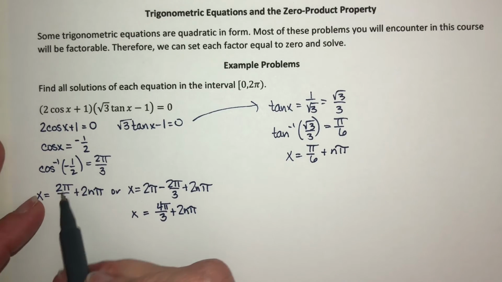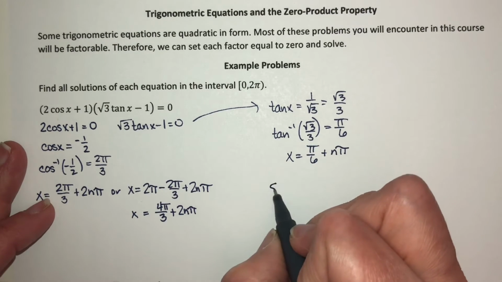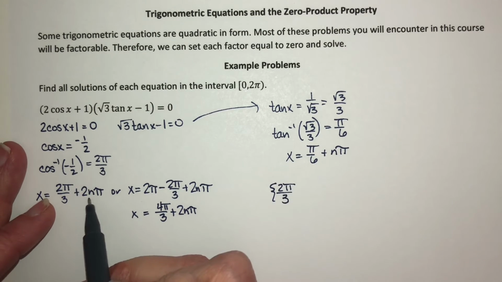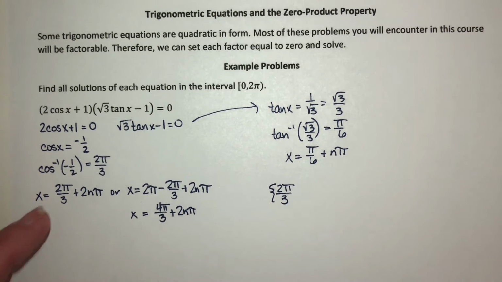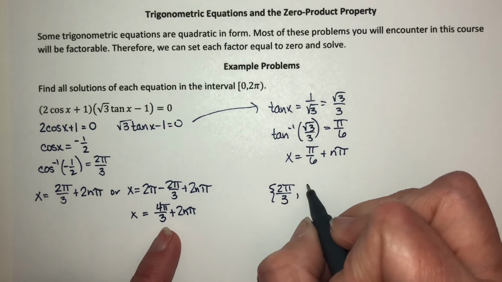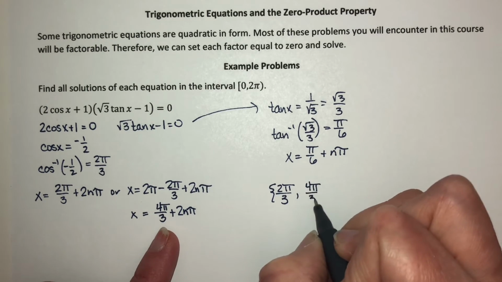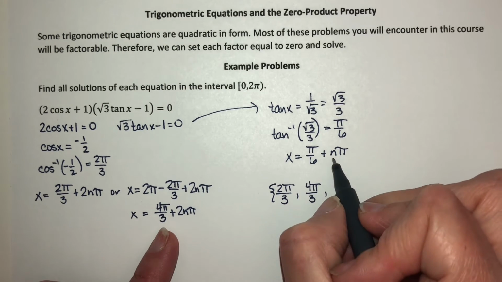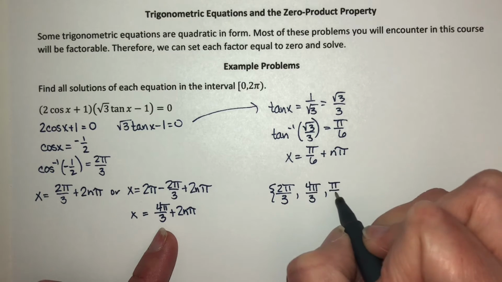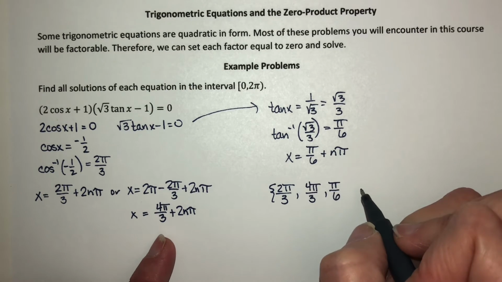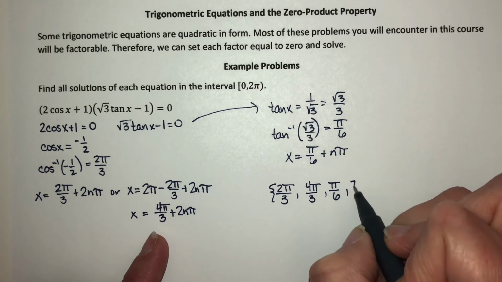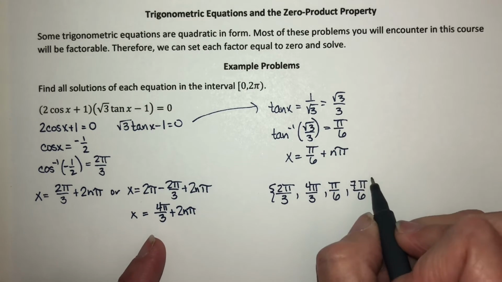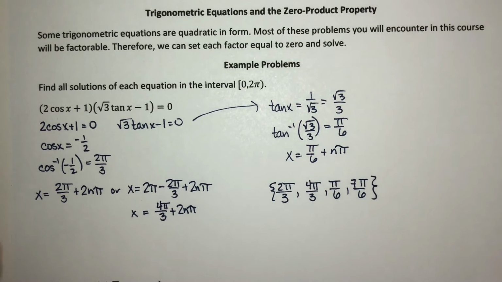So here, if our n is 0, we get 2 pi over 3. And if our n is 1, we're adding 2 pi, which makes it too large. Here, if our n is 0, we have 4 pi over 3. And if we add 2 pi, it's too large. If our n is 0, we have pi over 6. And if we add pi to that, we get 7 pi over 6. And then if we add pi again, then we're too large. So these are our 4 solutions.